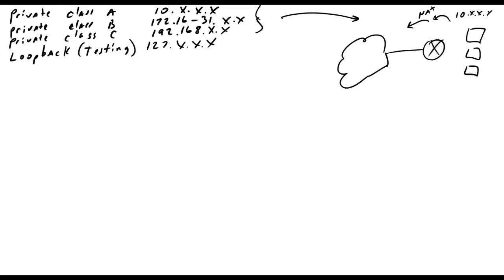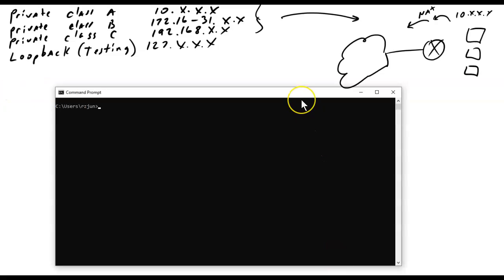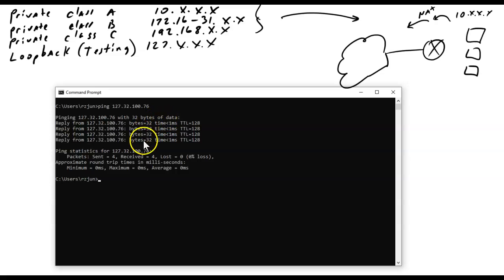So I'm going to call up here a command prompt, and I'm going to ping 127. And I'll just make something up, 32.100.76. And let's see if that works. Sure enough, it pings just fine. That's because it's a loopback address. And all I'm doing is testing my network card and my software to make sure that all the networking stuff is working correctly on my computer.